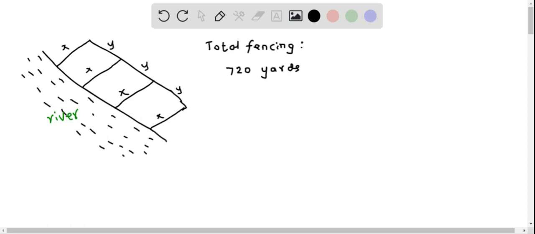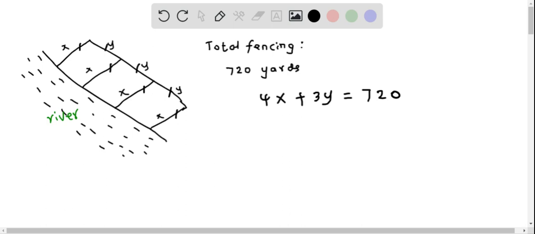That is, we have to fence along this side and this side, as well as this side. So it's basically 4 times the side which is perpendicular to the river. So we put 4x, plus we will also have to fence along this side which is 1y, and this side which is 2y, and also this side which is 3y. So this is the fencing equation, and this should equal 720. So we get 4x plus 3y equals 720.